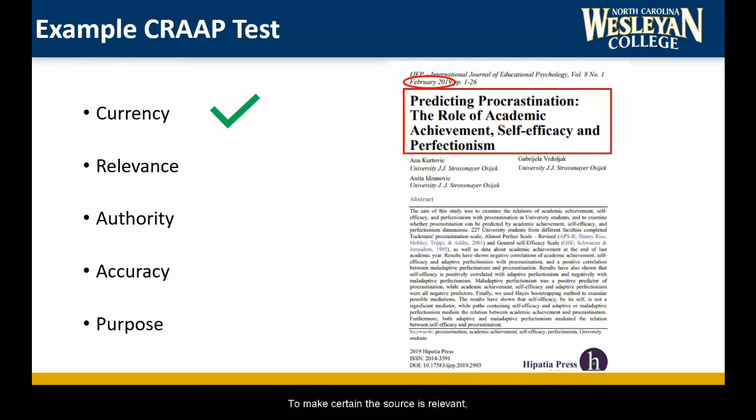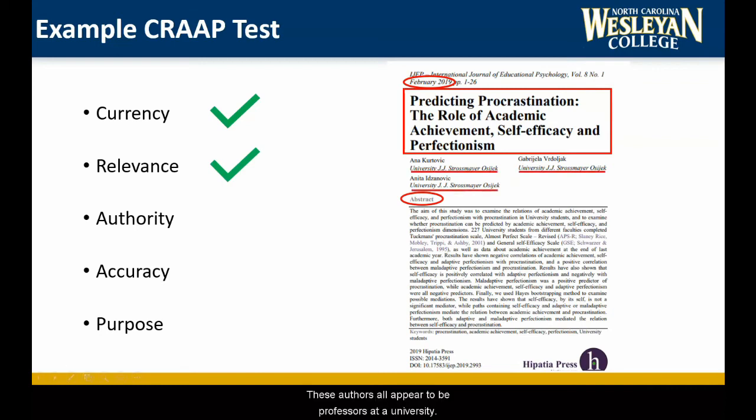To make certain the source is relevant, read through the abstract. It explains that it was a study conducted on university students that links academic performance to procrastination. Based on this description, this source is relevant. To check for authority, try to find information on the authors. These authors all appear to be professors at a university.